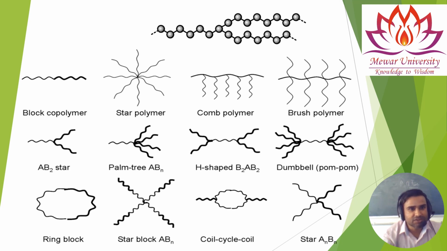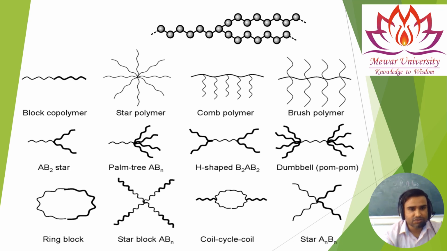In the first picture you see the block copolymer, and the second structure is called the star polymer. The third structure is called the comb polymer, and the fourth, on the right side, is called the brush polymer. From the left you will see the AB2 star. A is one molecule and B is another molecule, so two molecules of B. This kind of arrangement can be called a B2 star polymer.